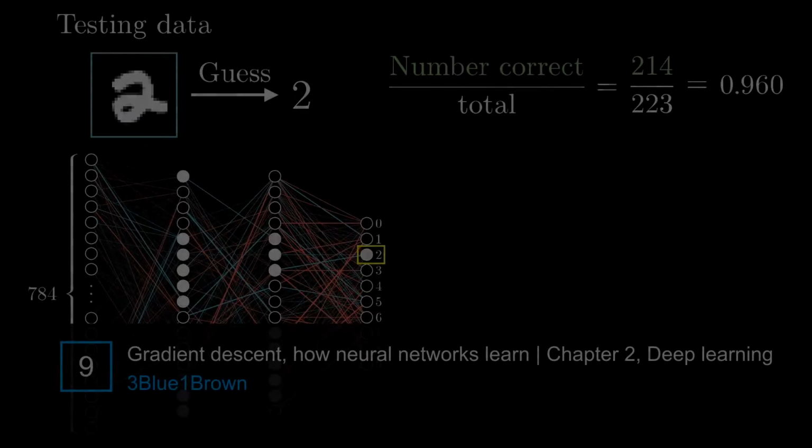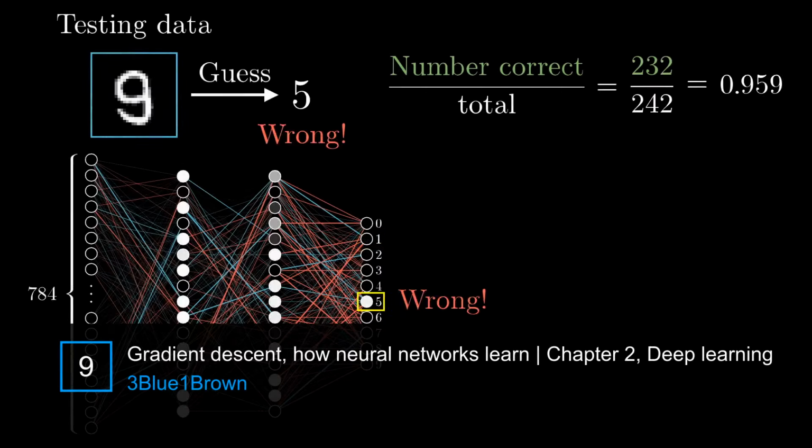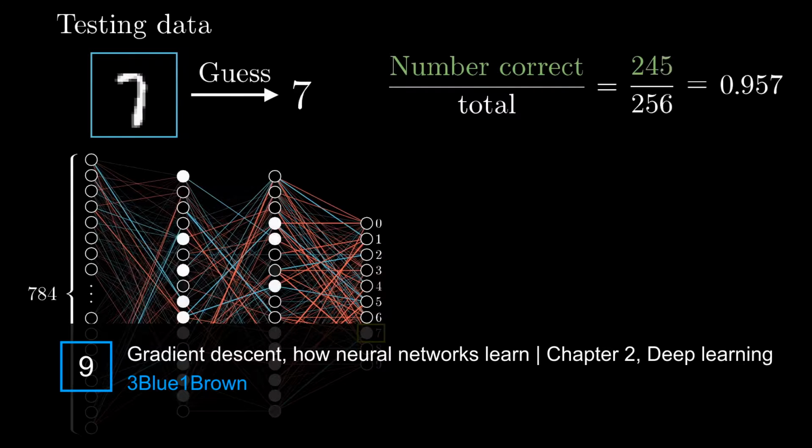I just think there's something incredible about any network doing this well on images that it's never seen before, given that we never specifically told it what patterns to look for.